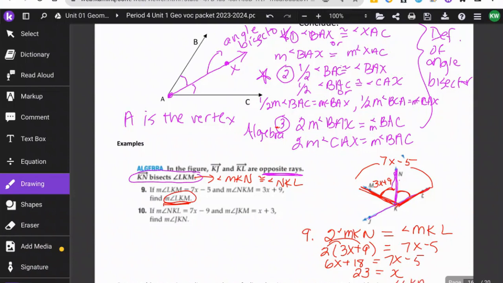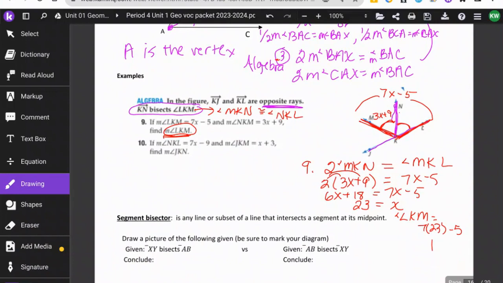But they want us to find LKM. So LKM is really 7 times the 23 we found, minus 5. And that should be 156. Final answer.